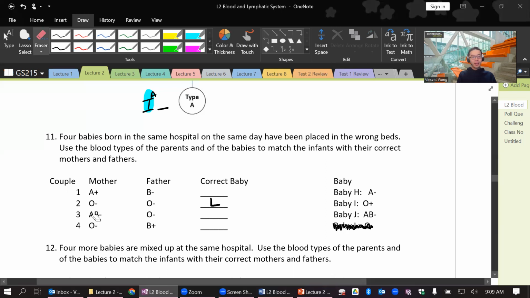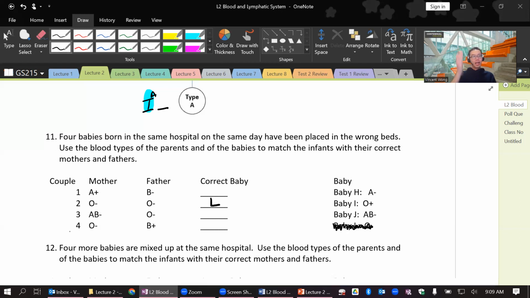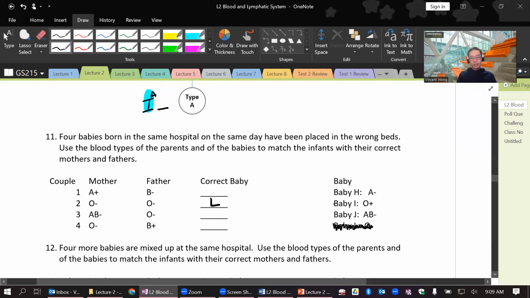Next one. A, B, and O. If the mother is AB, what kind of babies can she not have? Think about that. What does the rule say? AB people cannot have O babies. So from the list here, we would take out baby I. That's not hers for sure. The father is O, and type O blood people cannot have AB kids. So that's not their baby. And so baby H belongs to them.